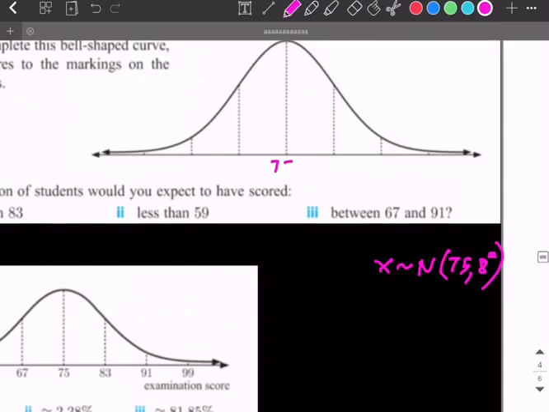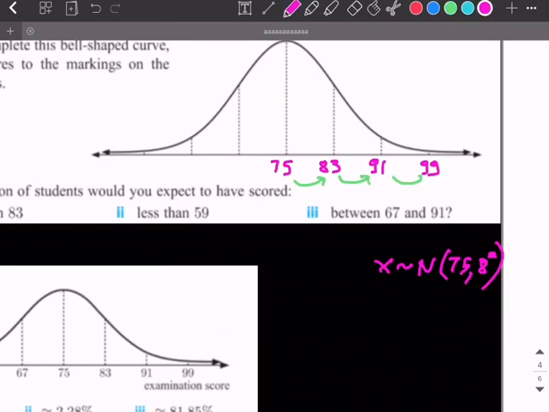You start with 75. The standard deviation is 8, so 75 plus 8 will give me 83. Plus 8 again, I get 91. And plus 8, I get 99. That's it, just plus 8 every time. Plus 8, plus another 8, and plus another 8.